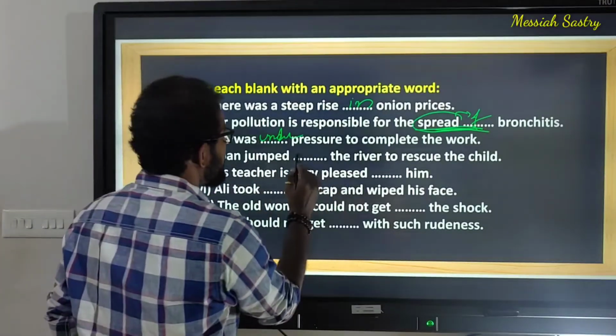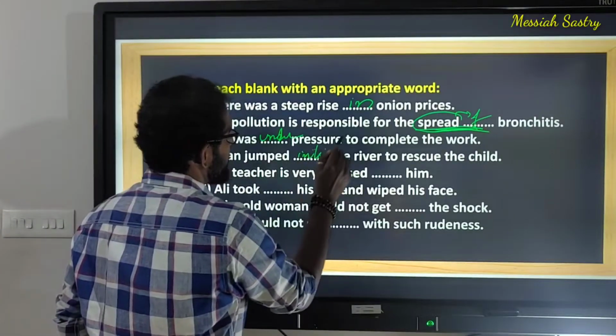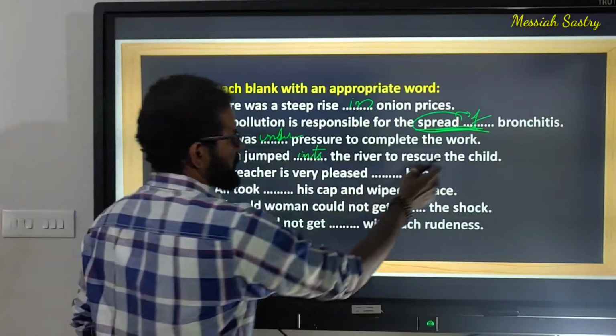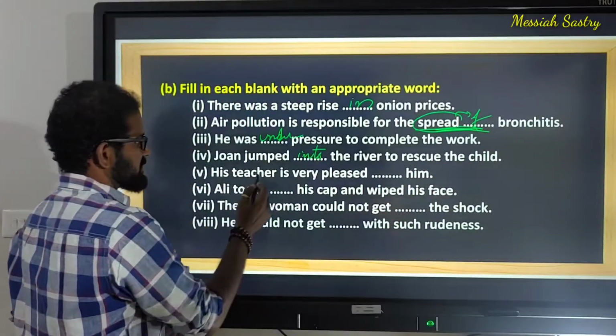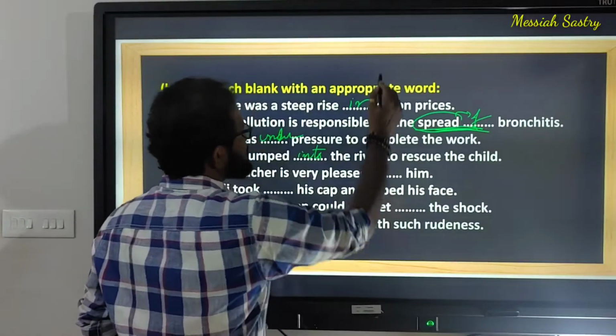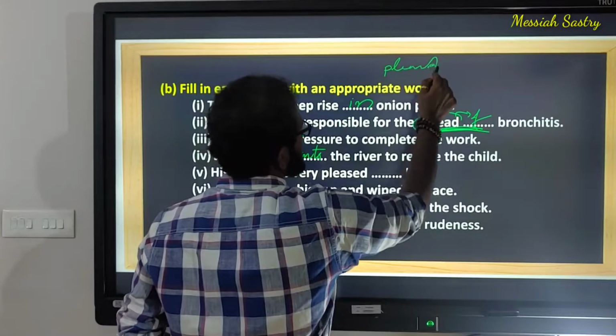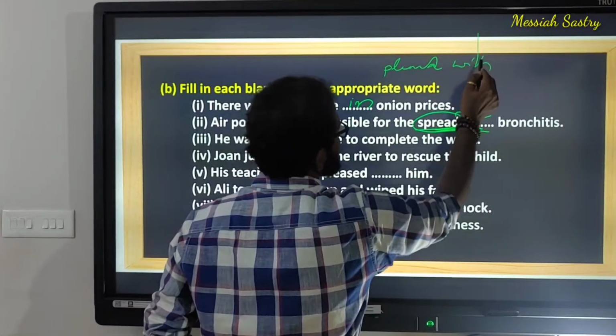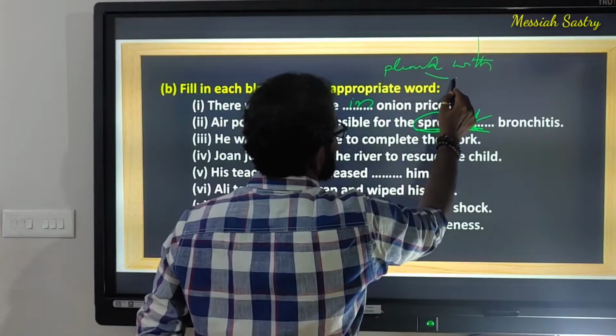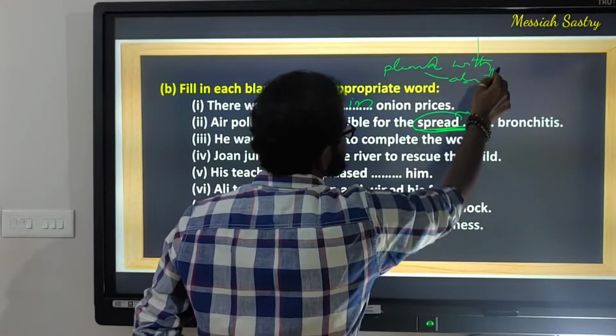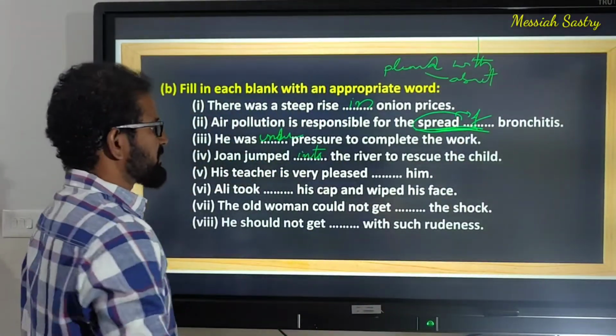John jumped into the river to rescue the child. His teacher is very pleased. So when there is pleased, with or about. Pleased with and pleased about.